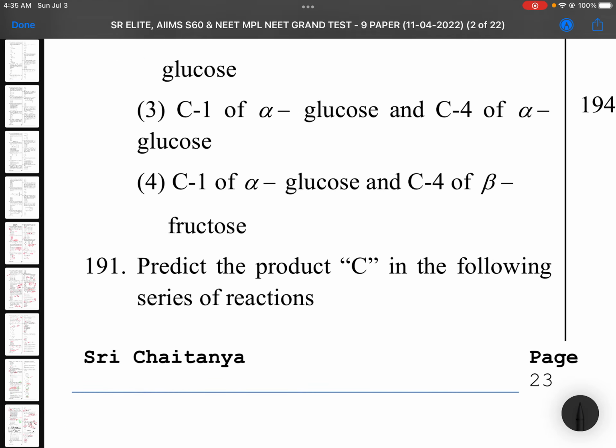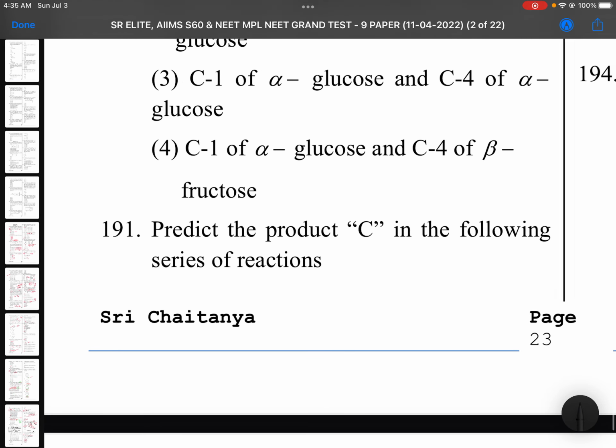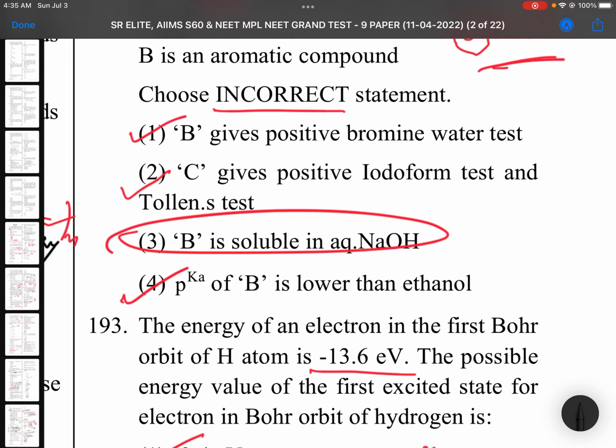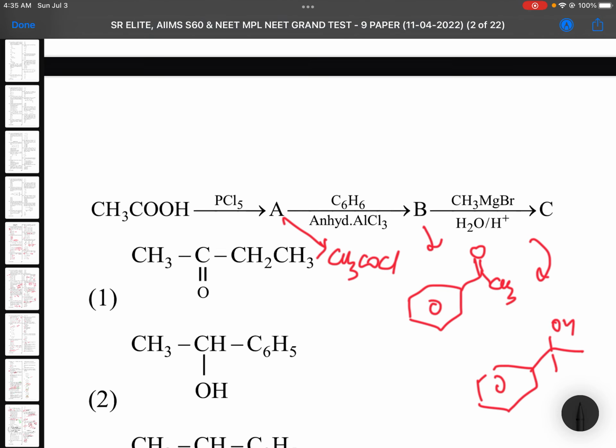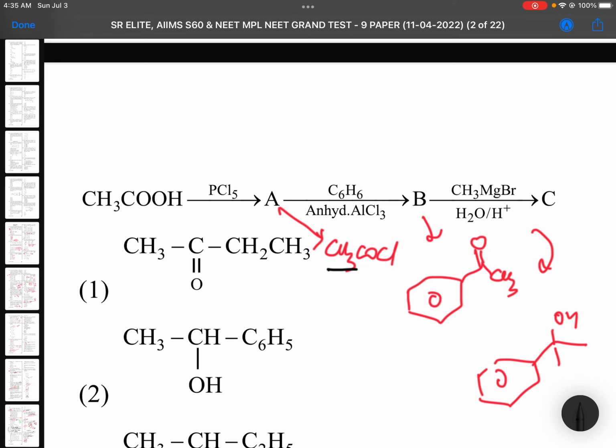Direct question, nothing is there to discuss. Predict the product C in the following series of reactions. What is the series of reactions? First PCl5, you are getting the acid chloride, then benzene, Friedel-Crafts acylation. In this Friedel-Crafts acylation, you are getting the acetophenone.